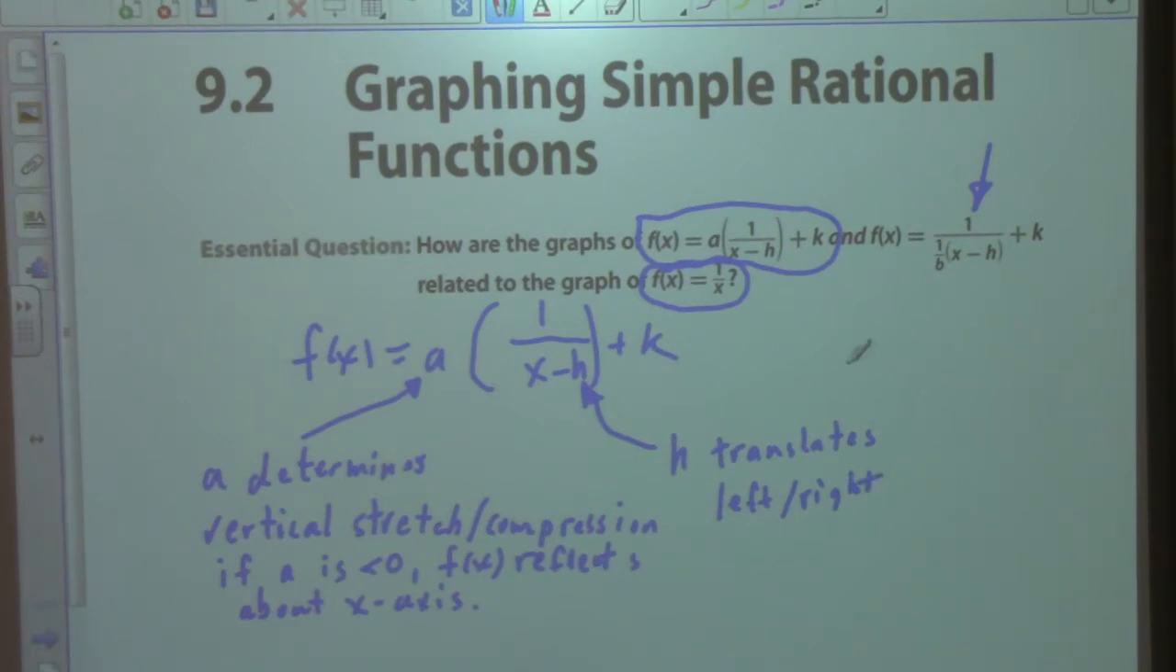Okay, and the last thing here is k. It translates up and down. So k translates vertically, or up and down. Okay, so that's really it. Now, does this have a pretty good connection with other functions we've translated and stretched and compressed all over the place? Yeah, it should. Okay, I like this larger version of it, so I'm going to erase this and save this.